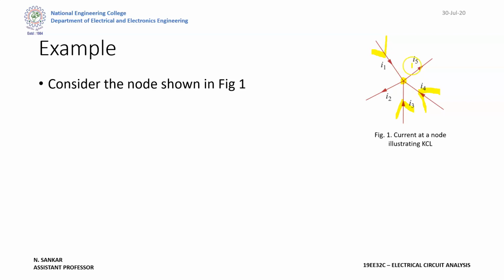Similarly I5: you draw the arrow, so it is leaving. It is going away from this node. So I5 is taken as a leaving current. Similarly I2: this is also leaving from the node. So here the entering currents are I1, I3, I4, and the leaving currents are I2, I5. So as per Kirchhoff's current law, we can take I1, I3 and I4 as positive and I2 and I5 as negative.